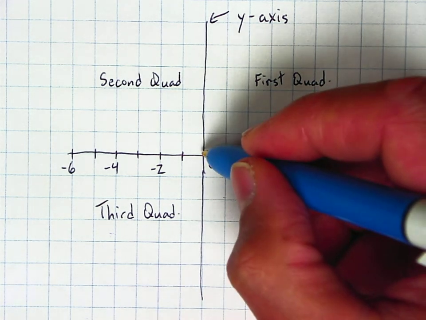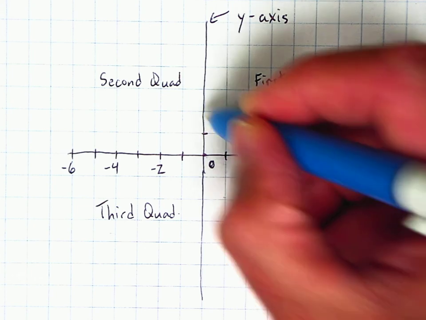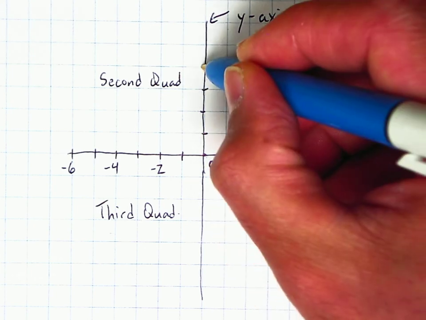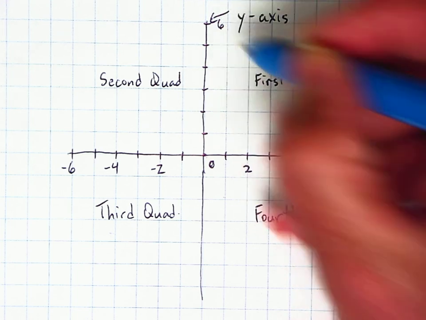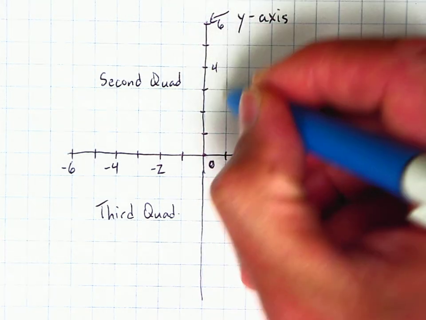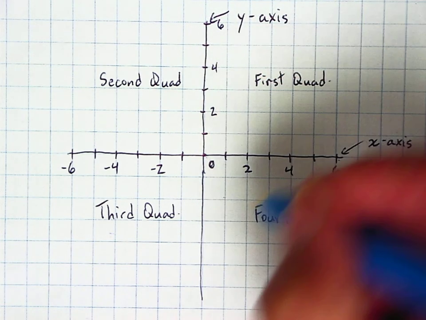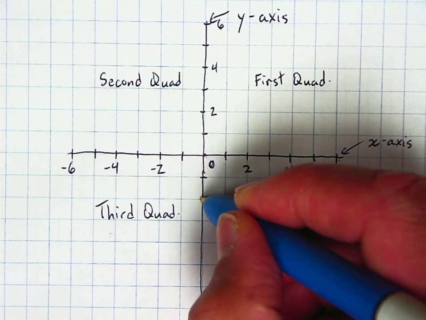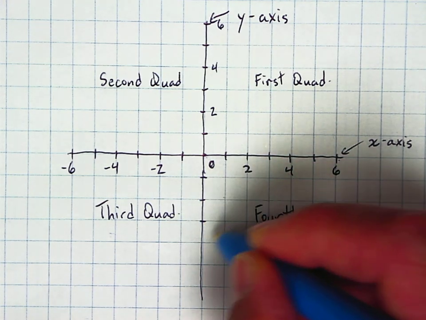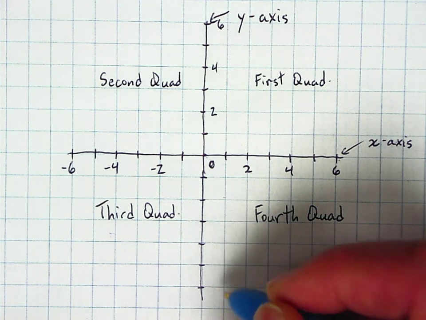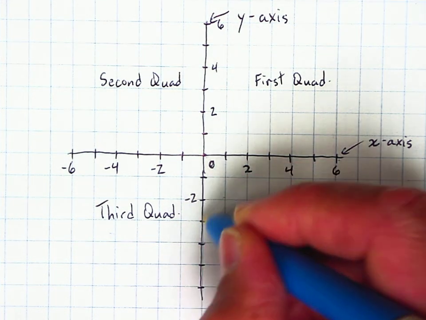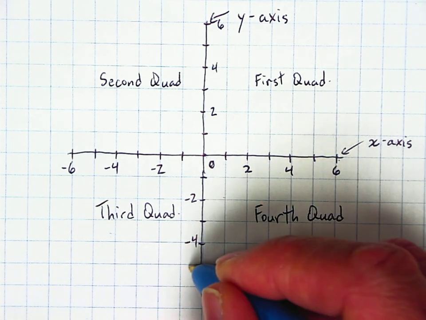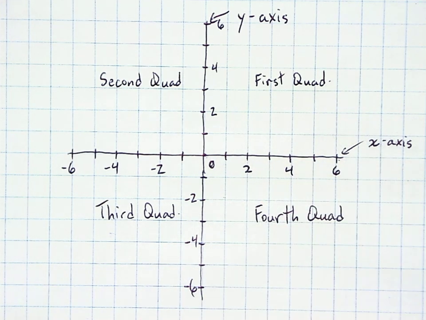On the y-axis, if you're going up, it's 1, 2, 3, 4, 5, 6. Put a 6 there. 4, 2. And going down, -1, -2, -3, -4, -5, -6. So let's put a -2 here, -4, and -6.